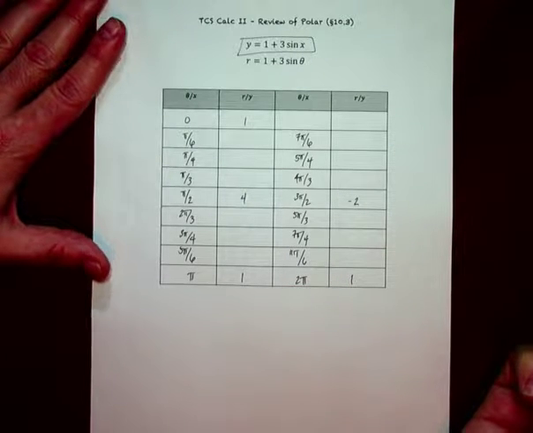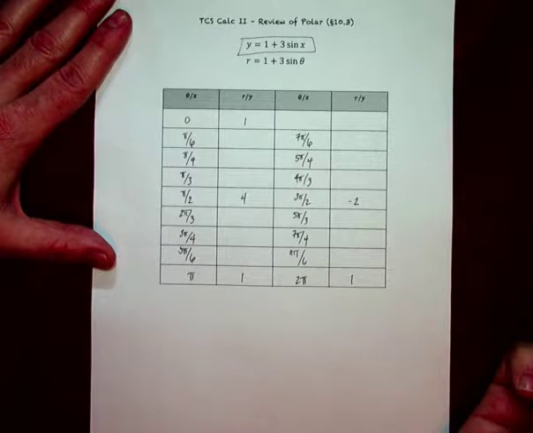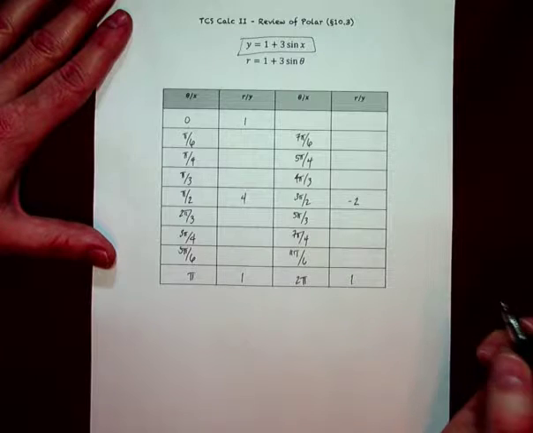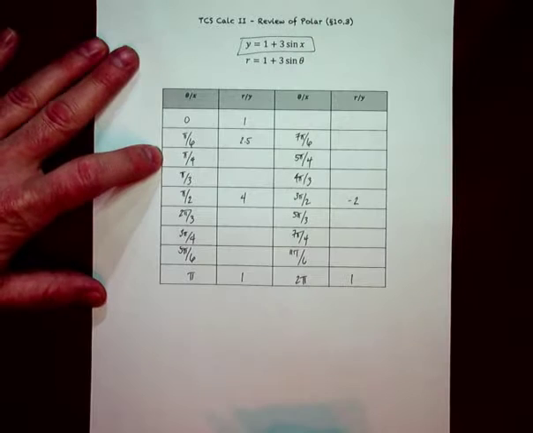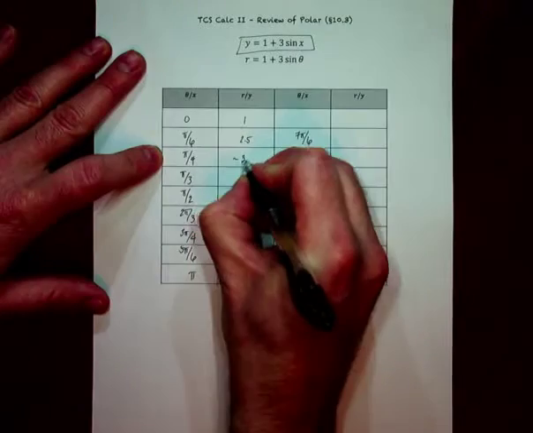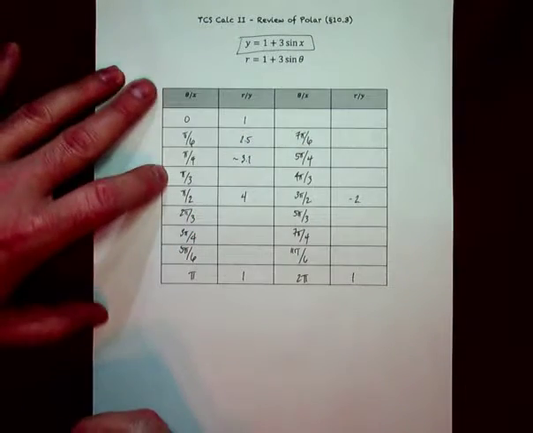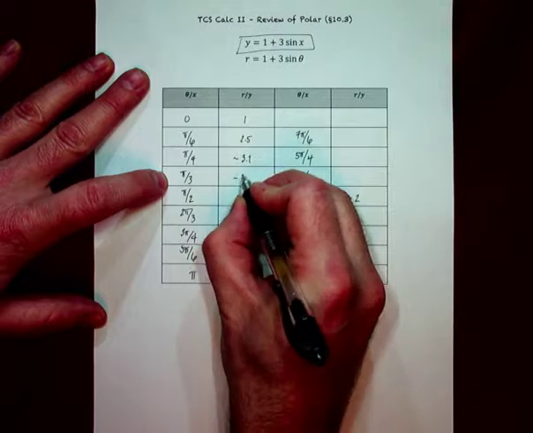At pi over 6, sine is going to be 1/2. Times 3 is 3/2. Plus 1 is 5/2, or 2.5. At pi over 4, sine is root 2 over 2. Root 2 over 2 times 3 is going to be 2.1, and then plus 1 is approximately 3.1. And then, of course, pi over 3, sine of pi over 3 is going to be root 3 over 2, times 3 plus 1 is approximately 3.6.